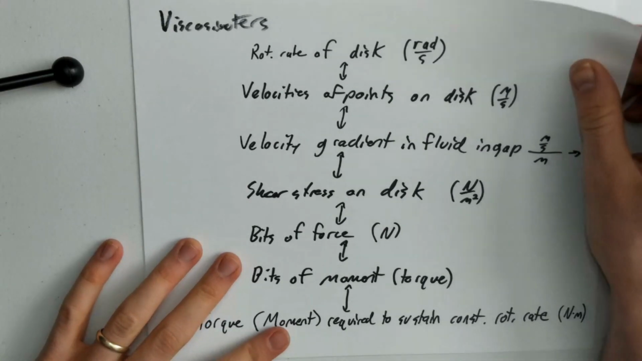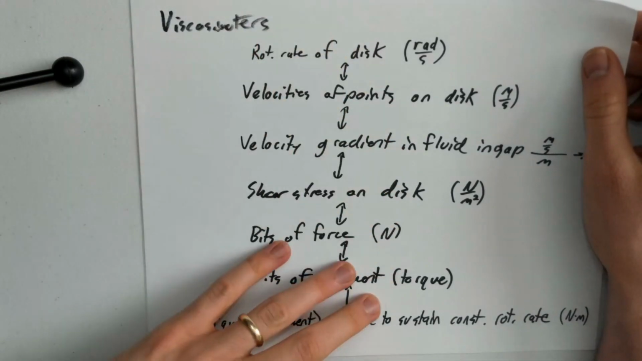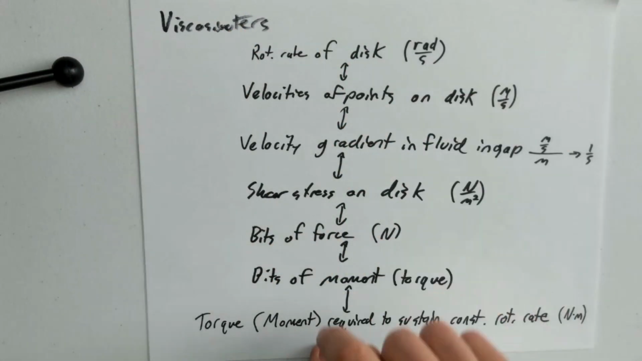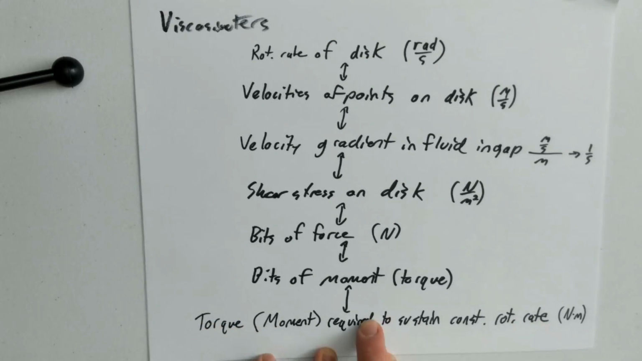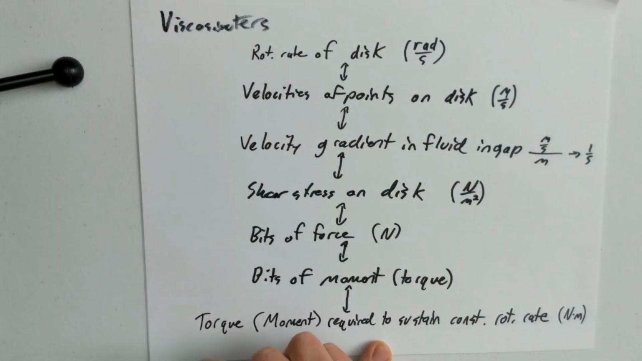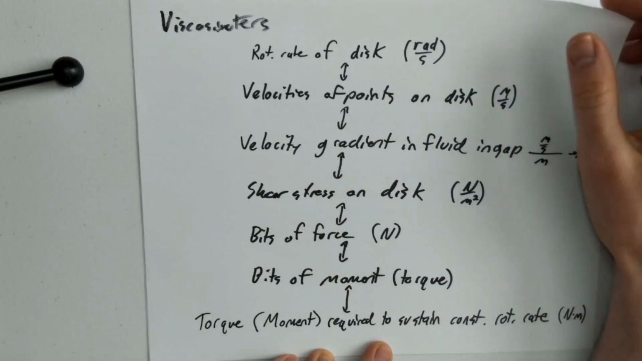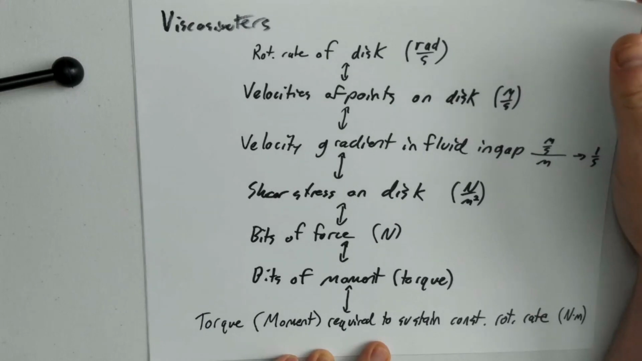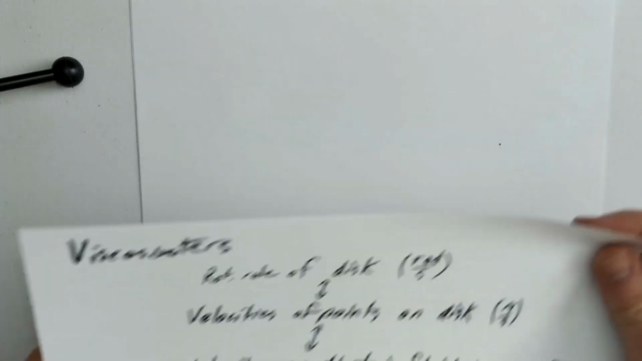All right, so let's try to work out this relationship between all of these concepts, so we can get the torque required to sustain the constant rotation rate as a function of the rotation rate of the disk and various other problem parameters that are going to be important. For example, the gap thickness, the radius of the disk, the viscosity of the fluid, etc. So let's work it all out.